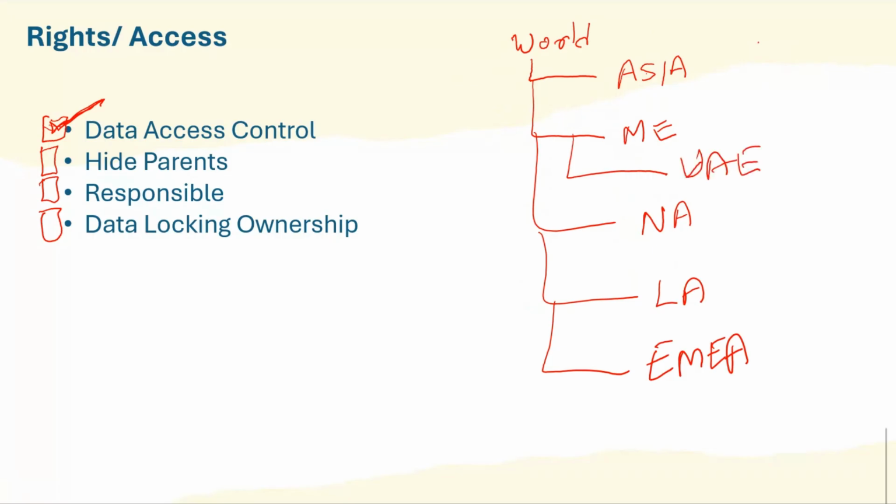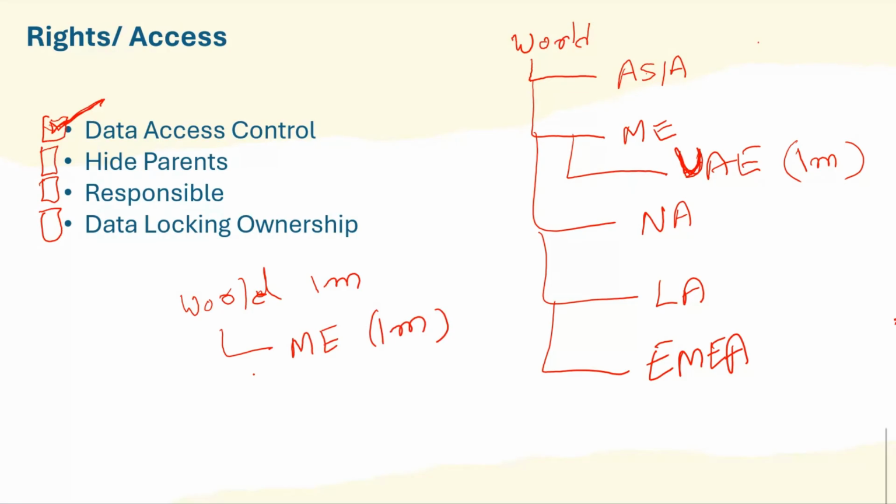Now we are discussing revenue. This shows me a revenue. The revenue from UAE is 1 million, for example. Now, using data access control, I have given the user access to only UAE, and hide parents is not ticked. Then the data will appear for that user as world 1 million, then within world Middle East 1 million, then within Middle East UAE 1 million.